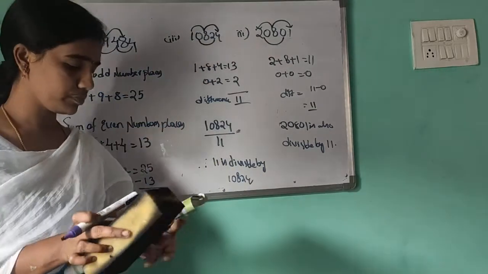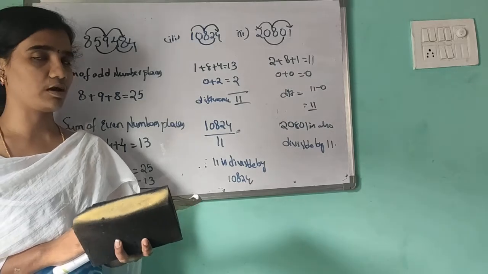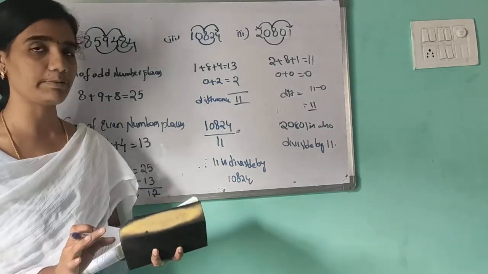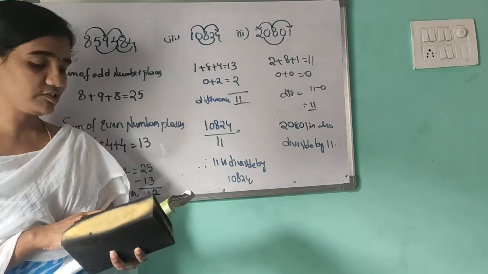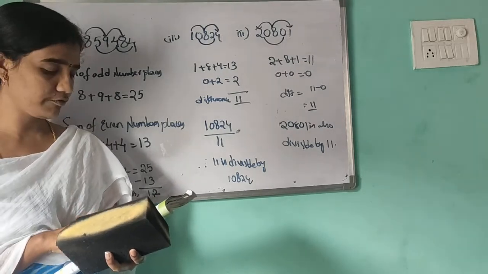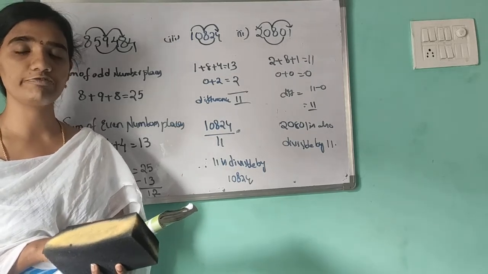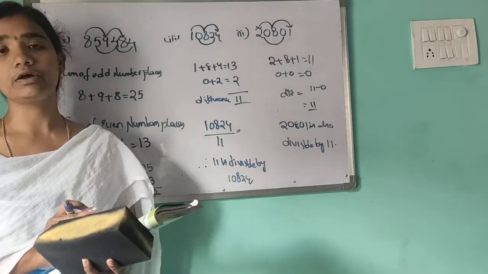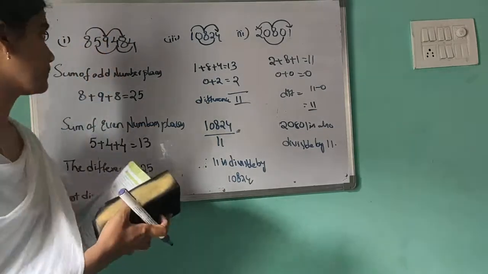This third one: check whether the following numbers are divisible by 11 or not. Here only three numbers are given, and by using the divisibility rule method we check whether they are divisible by 11. The first number is not divisible by 11, and the remaining second and third numbers are both divisible by 11.